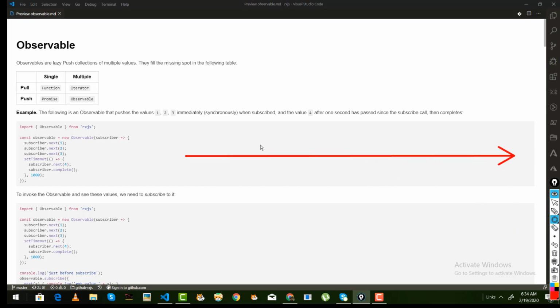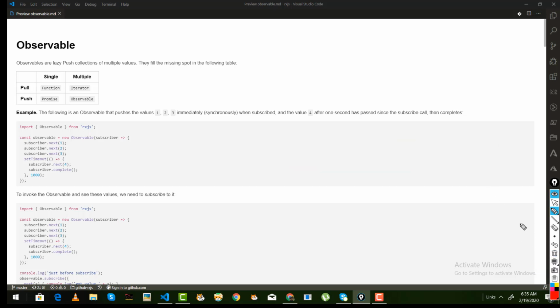And you may see balls over here, balls over here, balls over here, and you may see some line over here. What does that mean? It just means each ball represents a next call, next call, next call, and this line represents a complete call. So you see the marble diagram, the way of representing, it's just the way it is. So now I think you will get a better idea of what marble diagrams really are.